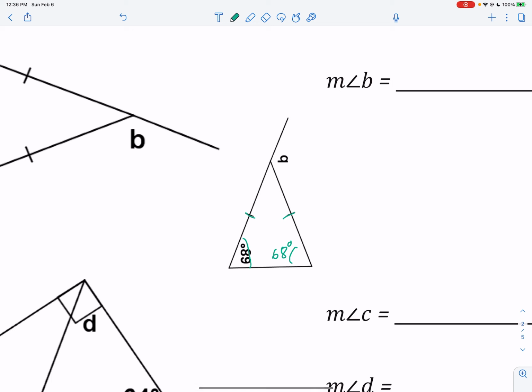So if this is 68 degrees and this is 68 degrees because it's an isosceles triangle, then 68 plus 68 plus whatever this part is, I'm going to call it x again. You can call it whatever you want. That's equal to 180 because all the angles in a triangle add up to 180. So 68 plus 68 is 136, I believe.